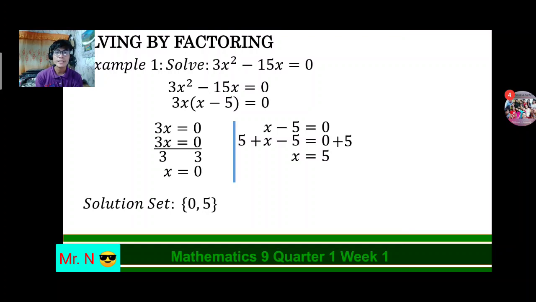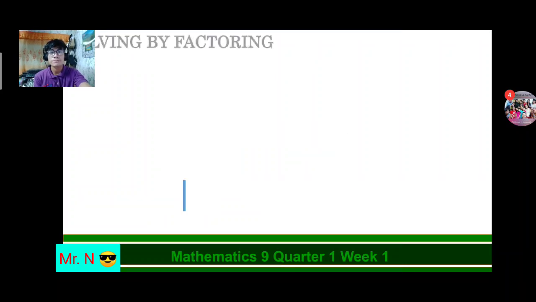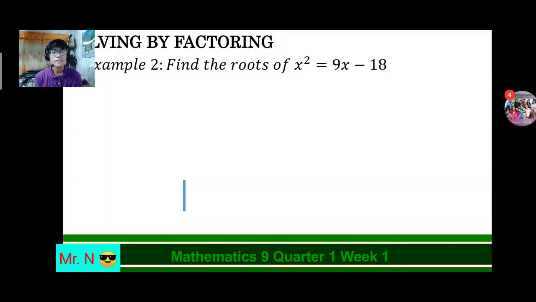So, solution set natin, we have 0, 5. Any question? Okay, very good. Let's proceed to example number 2. Find the roots of x squared is equals to 9x minus 18. Let's have the given equation. X squared is equals to 9x minus 18.